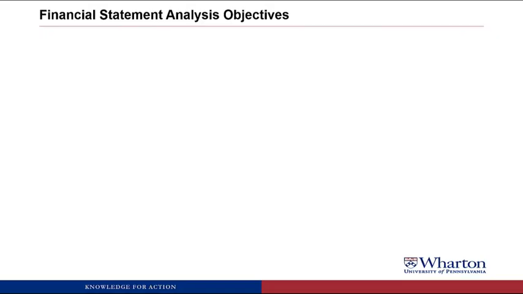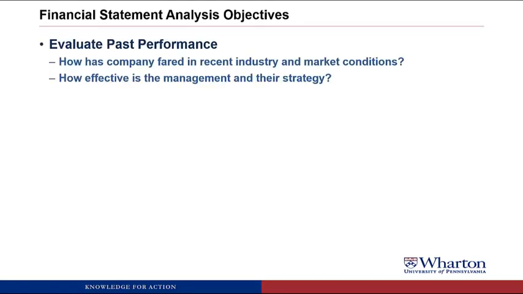Before we dive in and start analyzing the financial statement, it's good to first talk about what our objectives are in looking through the financial statements. So first thing we're trying to do is evaluate a company's past performance. So how has the company fared in recent industry and market conditions? Is it doing well? Is it doing poorly? More importantly, where is it doing well? Where is it doing poorly? And then how effective is the management and their strategy? So we'll figure out what's the company's strategy, and then we'll use the financial statements to figure out which parts of that strategy are working and which parts are not working.